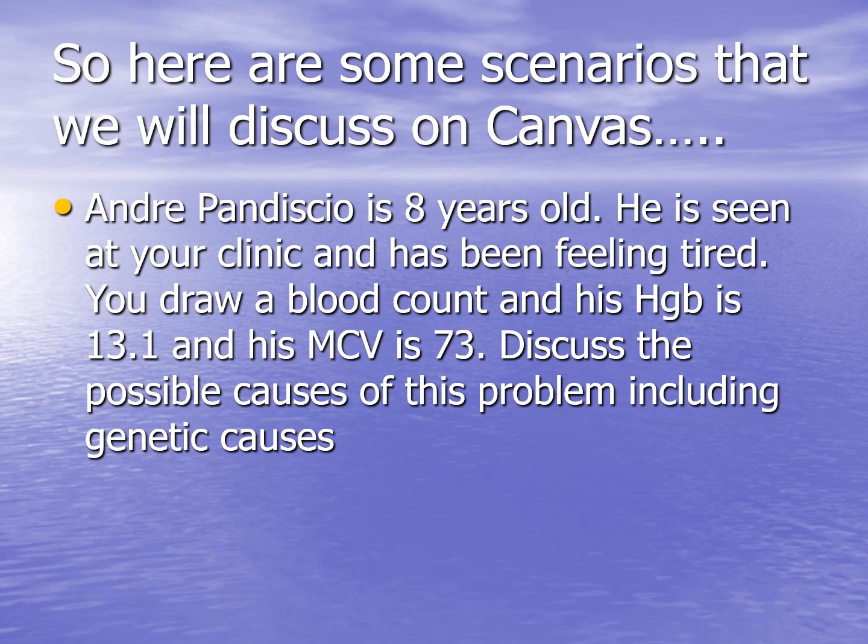So this is an 8-year-old. You draw his blood count because he's been feeling tired. Hemoglobin's 13.1 and his MCV is 73. So you've got to think through what are the possible causes of small cells like this. And there's also some specific genetic causes that you're going to want to think about.